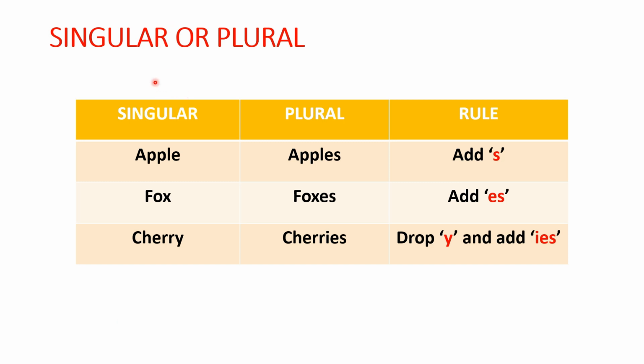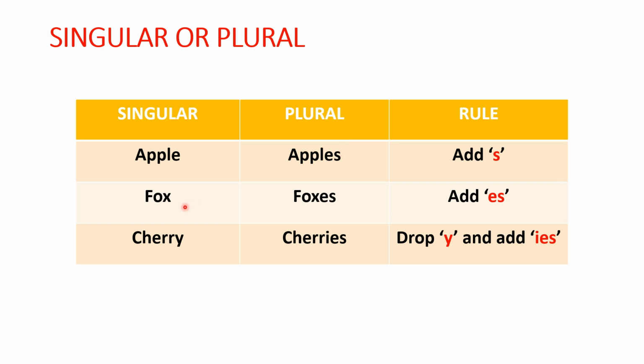A noun will be singular or plural. Singular means you have only one of them. Plural means you have more than one. For example, let's take apple. If a noun ends with E, we can make it plural by simply adding S. So in apple, we just add S to make it plural. And the plural is apples.